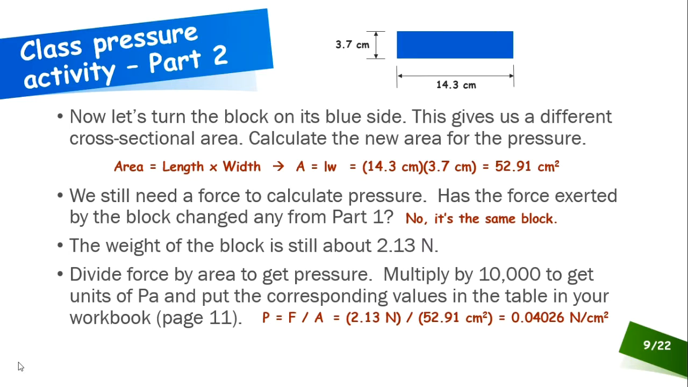So force, 2.13 newtons, divided by our new area, 52.91 square centimeters. Now we've got 0.04026 newtons per square centimeter. We multiply that by 10,000 to give us pascals, and we come out with 402.6 Pascal. So remember to put this number as well as the area for this part there in your workbook on page 11.